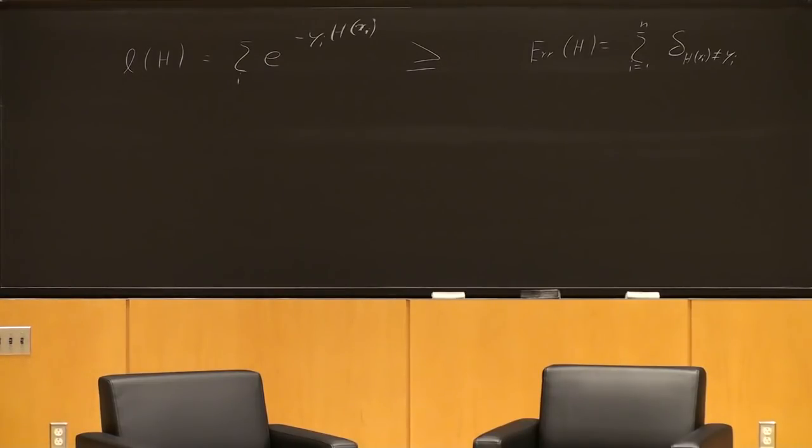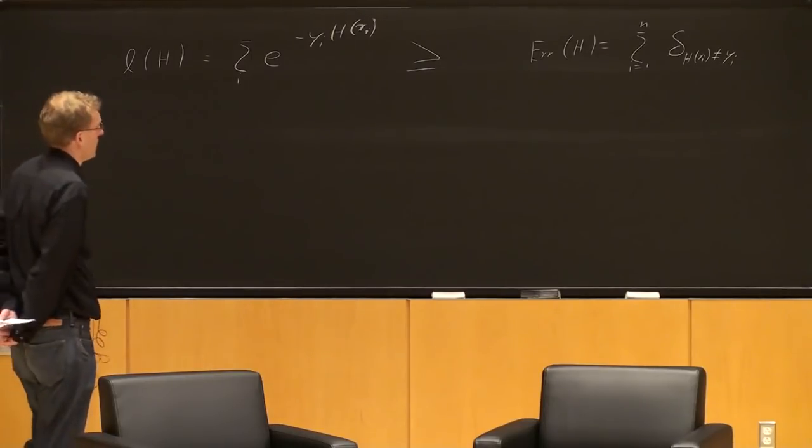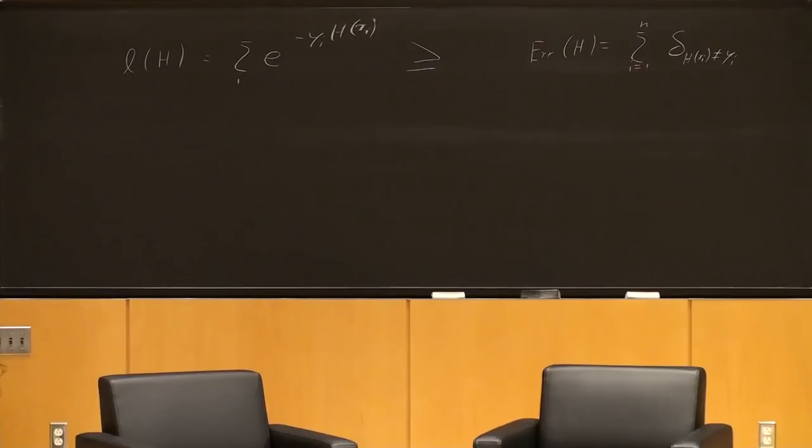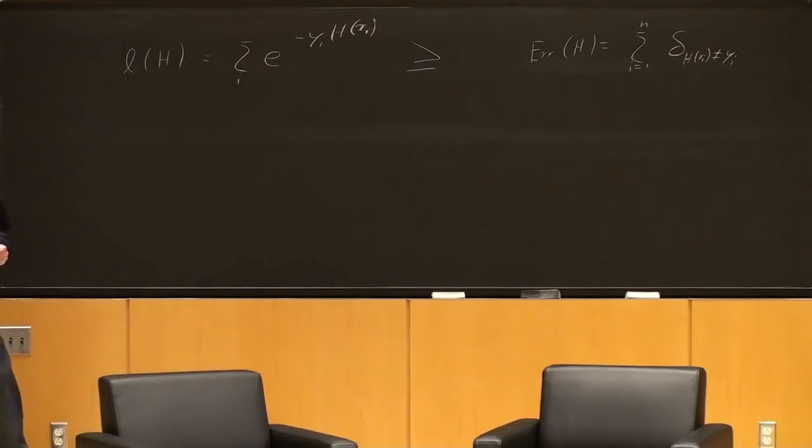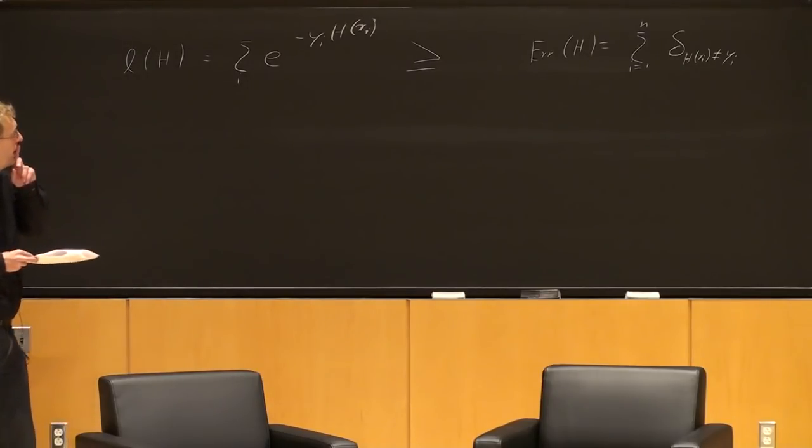All right, who has a suggestion? How do we prove it? Yeah? The maximum the error can be is n. Okay, that's right. And the maximum the loss can be is e to the 1 plus e to the 1, n times. So that's true, the maximum is larger here.